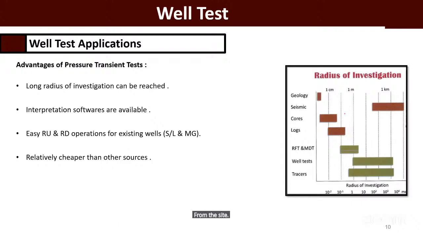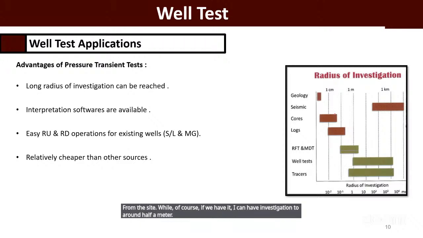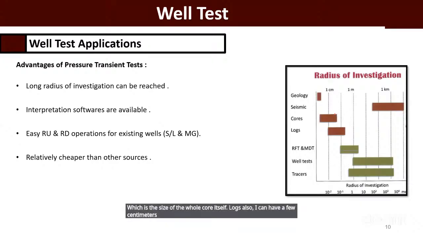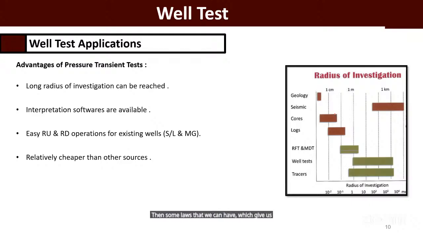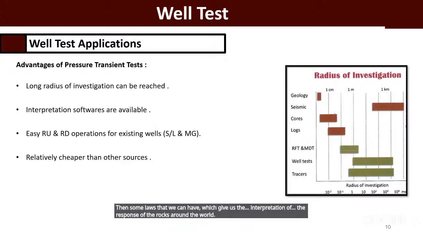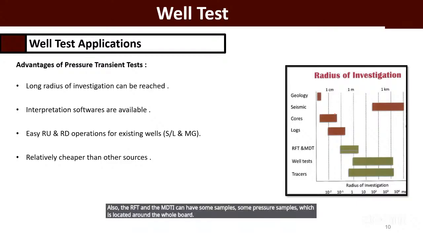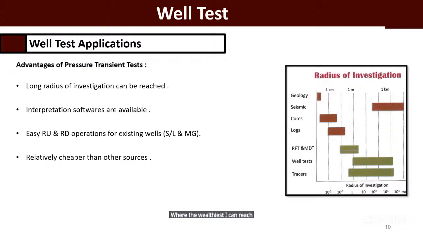Of course, with core, I can have investigation to around half a meter, which is the size of the whole core itself. With logs, I can have a few centimeters to less than meters, which give us the interpretation of the response of the rocks around the well. Also, with the RFT and the MDT, I can have some samples, some pressure samples, but they are located around the wellbore. While with the well test, I can reach the boundaries, like I mentioned.